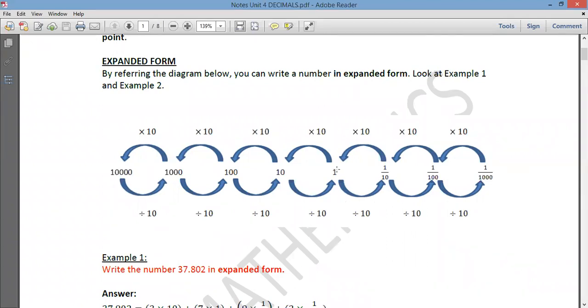Okay, so you start from unit, 10, 100, 1,000, 10,000, and so on. And then backward after 1, this part here is the decimal point. After the decimal point will be 1 over 10, then 1 over 100, and 1 over 1,000. So from the last number, when you're moving forward, you have to multiply by 10, and when you're moving backward, you have to divide it by 10.